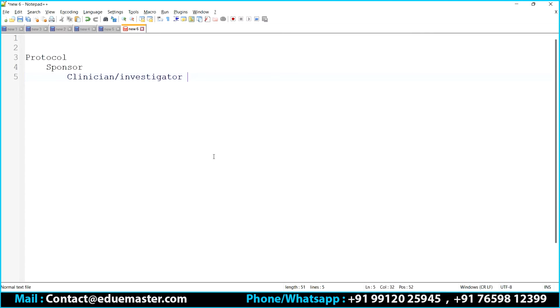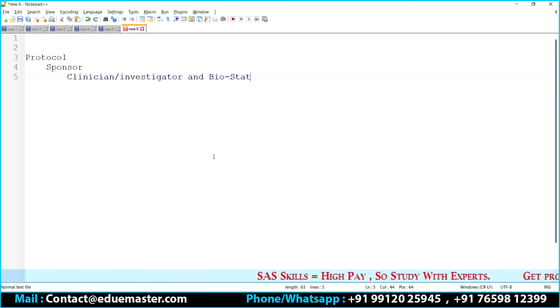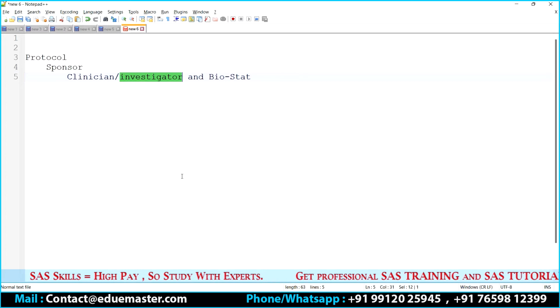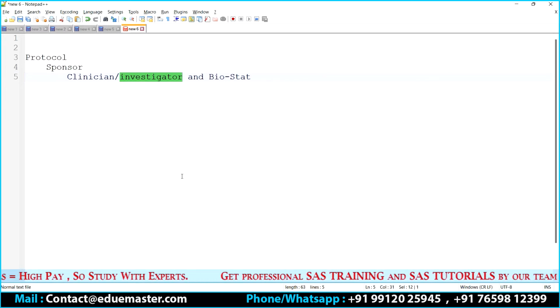Along with the investigator, we also have a biostatistician, correct? This is what I mentioned yesterday. So we have a biostatistician and an investigator. Investigator or clinician are nothing but the doctor, right? There is a minor difference. A clinician is the one who personally takes care of the patient or the subject. The investigator is the one who will carry out the entire trial, right?